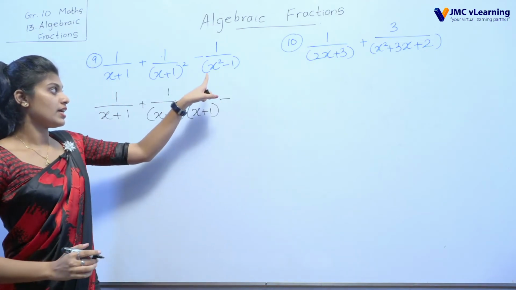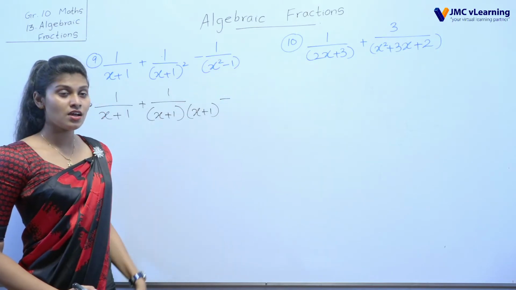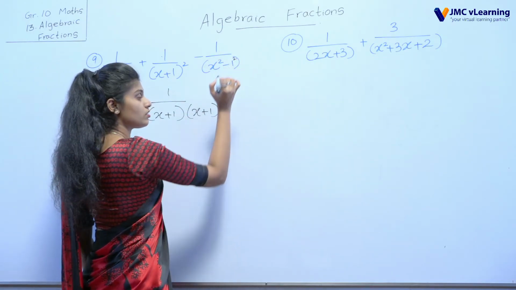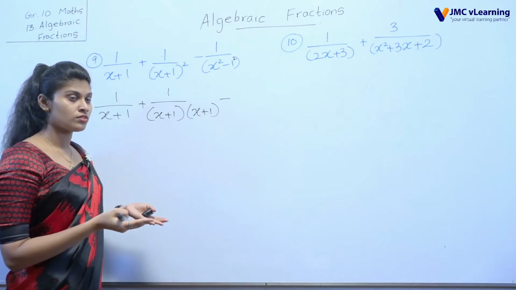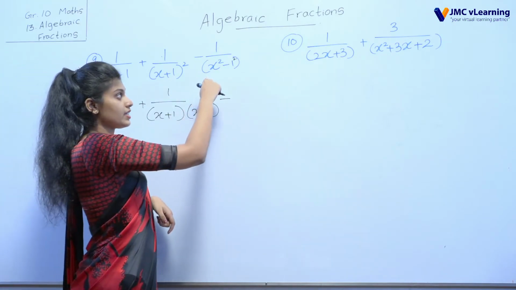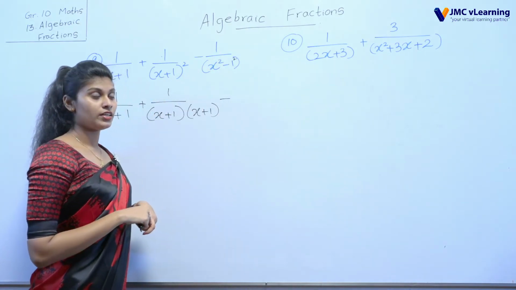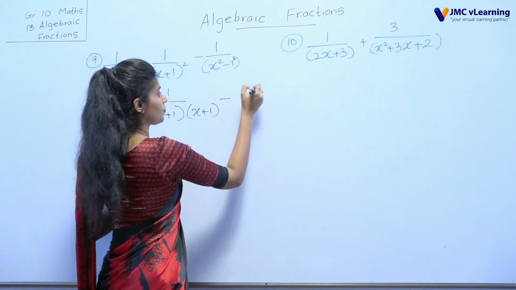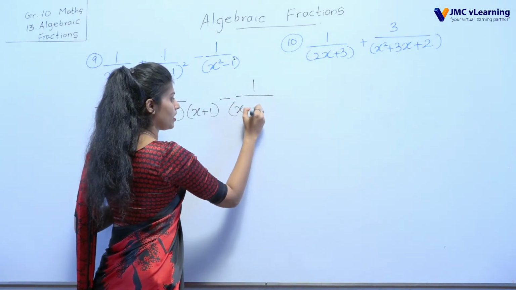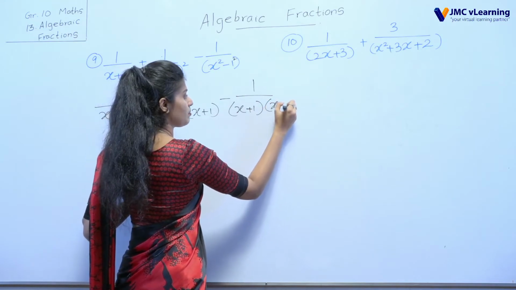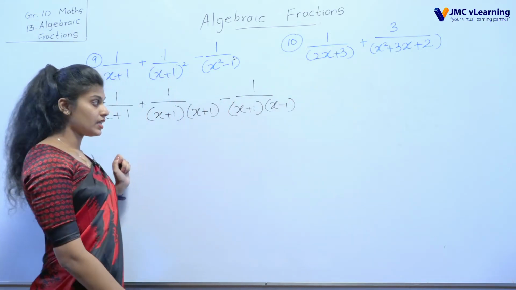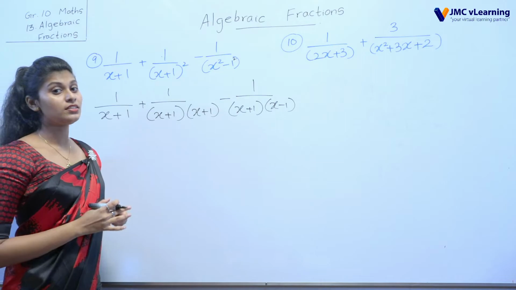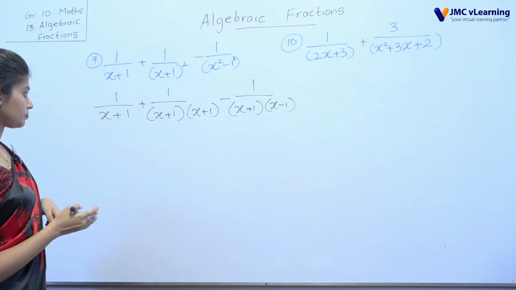Next part, x squared minus 1. Here 1 squared is also the same answer. 1 into 1 is also equal to 1. Then x squared minus 1 squared you can write as x plus 1, x minus 1. Then check whether there are any common denominators here.